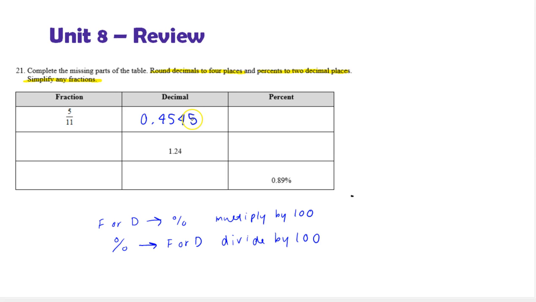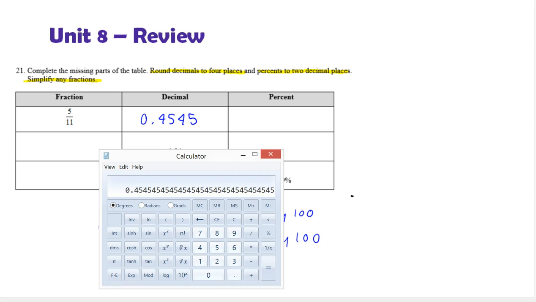So now I've written it as a decimal. To go from a fraction or a decimal to a percent, we want to multiply by 100. Okay. So looking at the calculator, if we were going to go straight from the fraction, we divide 5 by 11, multiply by 100, okay? Or we could take this decimal version and multiply by 100. I'm going to multiply this answer right in here by 100.